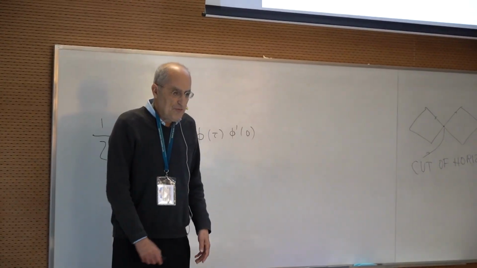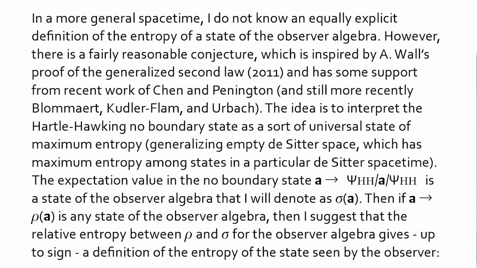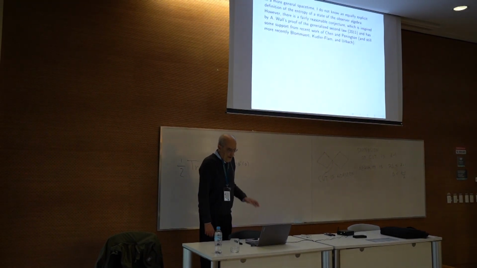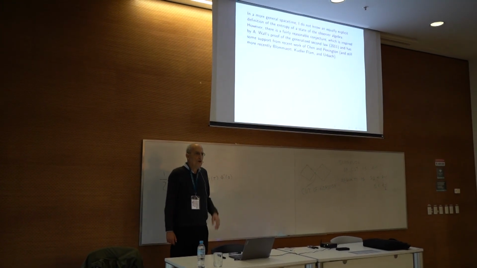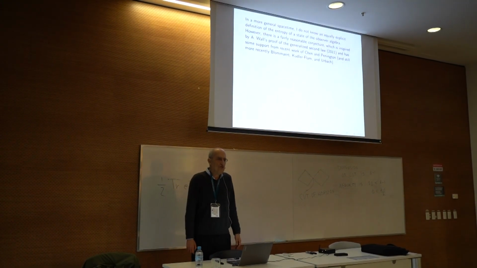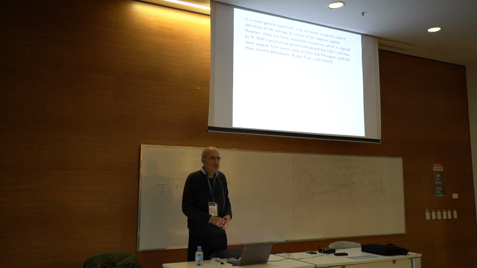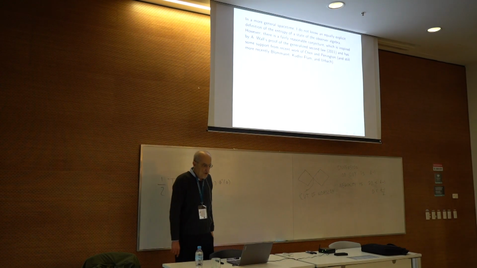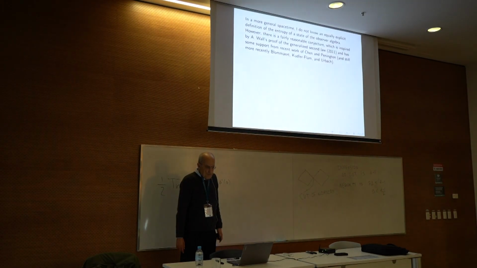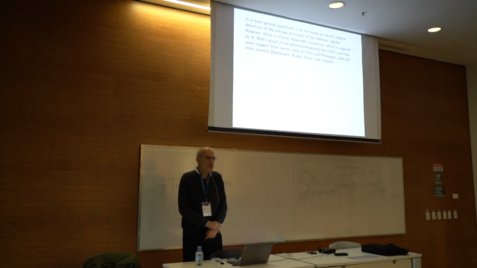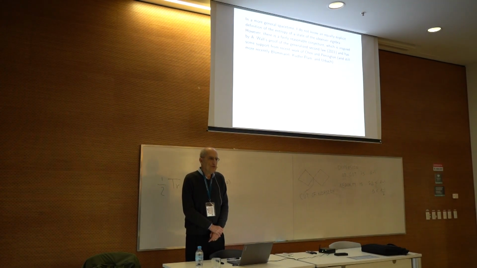There's a somewhat reasonable conjecture which was inspired in part by Aron Wall's work on the generalized second law, which I'd have loved to lecture about, but which time just didn't permit. But in proving the generalized second law, Wall interpreted the generalized entropy as a relative entropy between a state of interest and a distinguished state, which in that case was essentially the Unruh state, roughly, or Hartle-Hawking state. And that suggests doing something similar in cosmology, to interpret entropy as relative entropy with some special state.